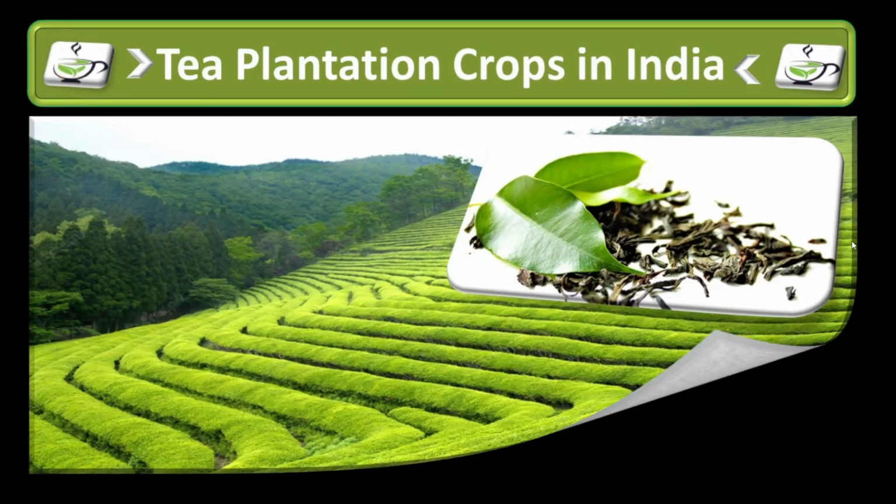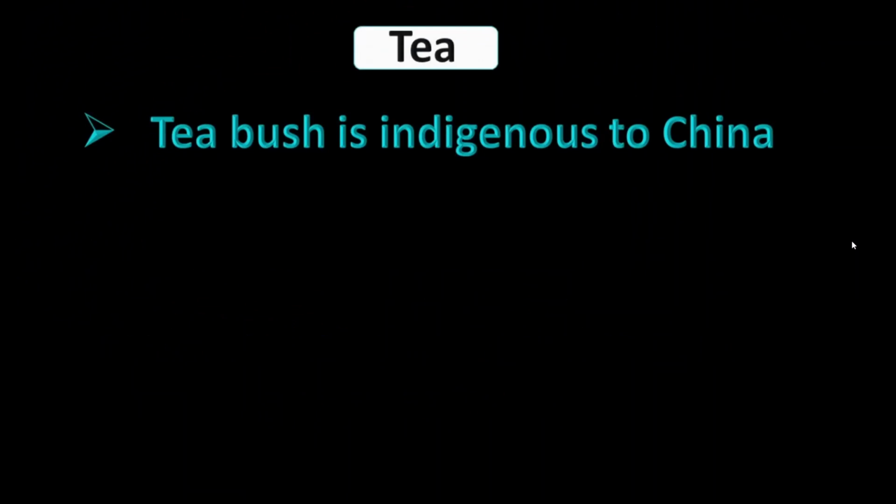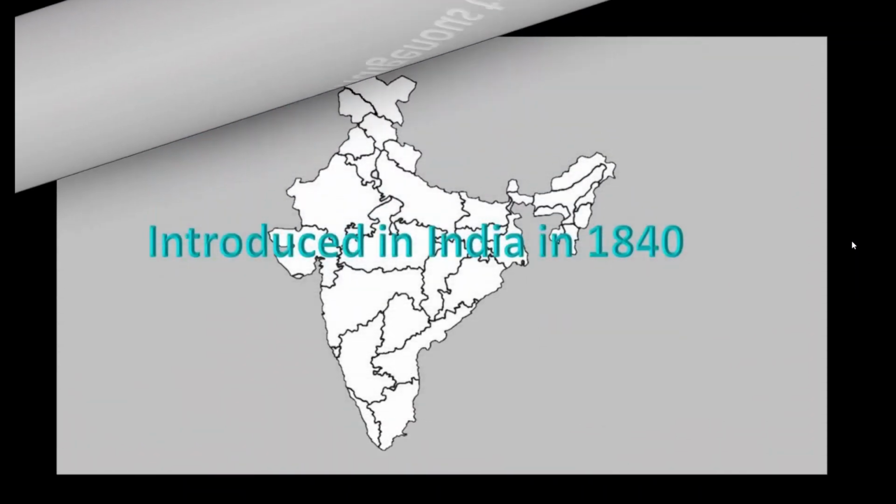Tea plantation crop. Tea in India is the dried leaf of a bush. It contains theine, a stimulant. The tea bush is indigenous to China. It was introduced in India in 1840.